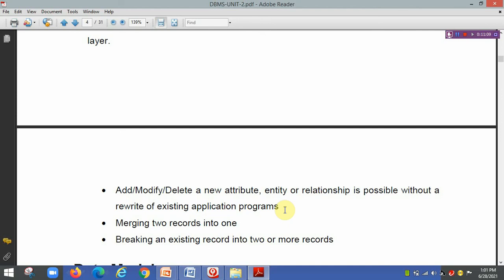So this is the concept of data independence. Data independence has two types. One is physical data independence, another one is logical data independence.